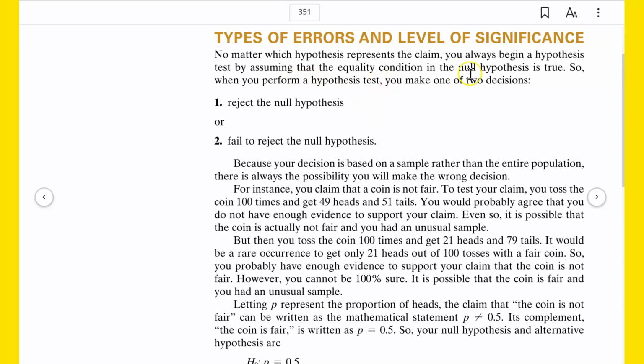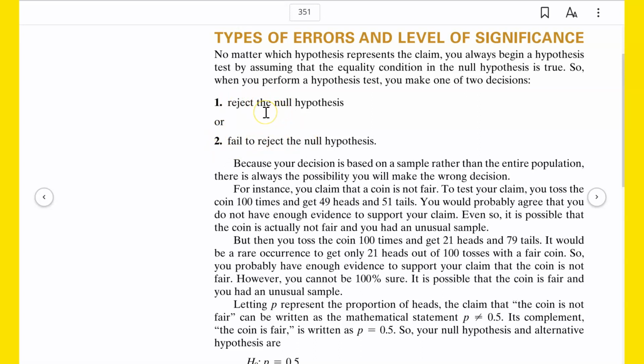So when you perform a hypothesis test, you make one of two decisions. Either number 1, you will reject the null hypothesis, or number 2, you will fail to reject the null hypothesis. That is really important wording, and I need you to concentrate on that wording, okay? This is something students always struggle with over and over again every quarter. And that is this. Again, you either reject it or you fail to reject it.